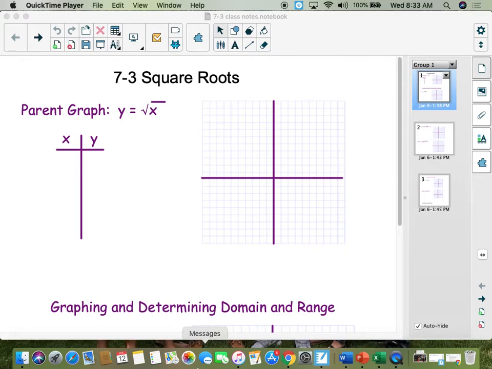Okay, here we go. This won't take long. You're just going to learn how to graph a square root graph.